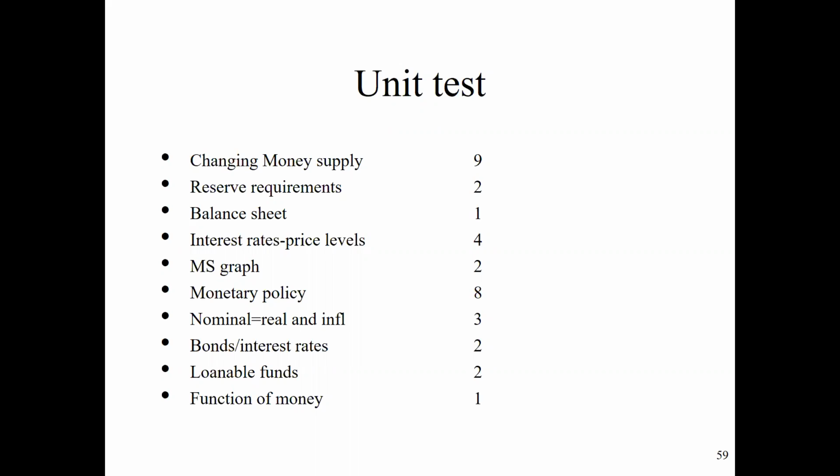There are 2 on the inverse relationship between bonds and interest rates, 2 on loanable funds, 1 on the function of money. There it is. That equals more than 30, right, Will? Yeah, okay, but there are only 30 questions. Sometimes the change in money supply would affect both price levels and interest rates. So there's a double thing, so I put it in both places.